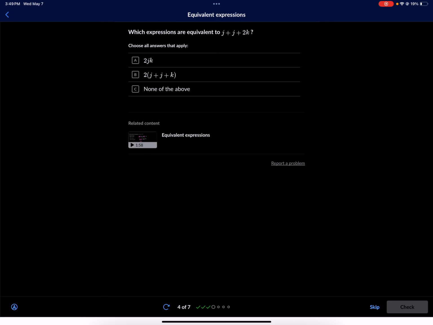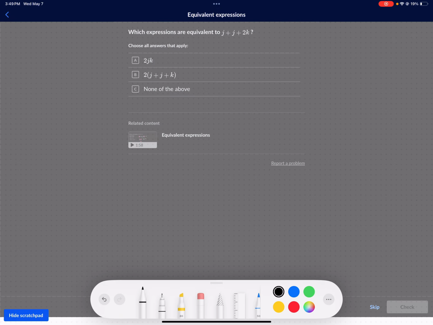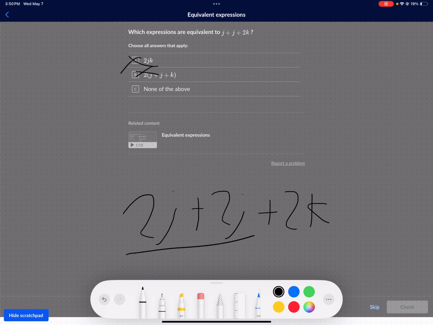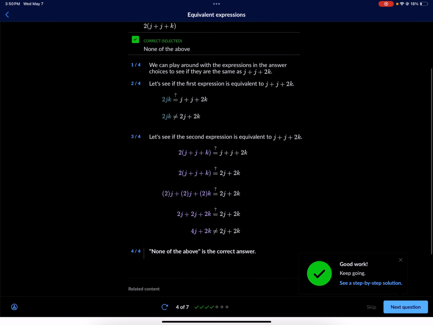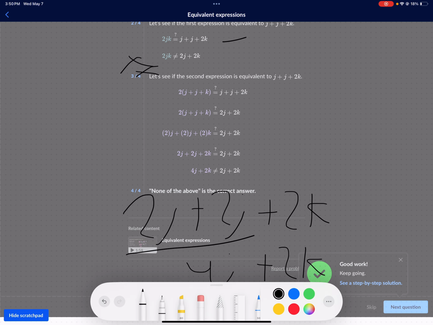Okay, next problem. Which expressions are equivalent to j plus 2k? Alright, let's see here. It's not multiplication, so now we just have to check if 2's right. So 2j plus 2j plus 2k. No, that's not right either. So, because we have 2 plus 2 is 4j. It's 4j plus 2k, and it says here j plus j, which is 2k. So, C is our answer. If you got that right, good job. If you didn't, here are the videos.